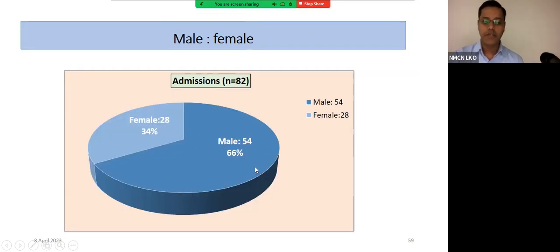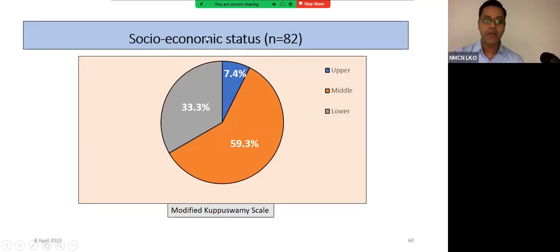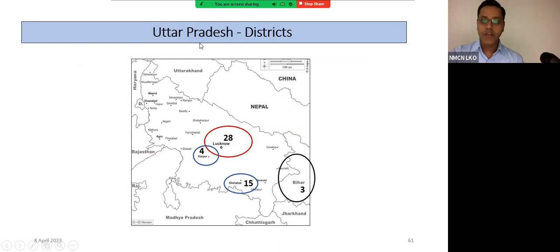Male to female ratio wise, 66% patients were male and 34% patients were female. Socioeconomic status wise, 59.3% patients were belonging to middle socioeconomic status, 33% belong to lower socioeconomic status, and 7.4% patients belong to upper socioeconomic status. As far as cohorts of the patient from where we received our tropical infection patients, maximum number of patients were received from district of Lucknow, that is around 28 patients.